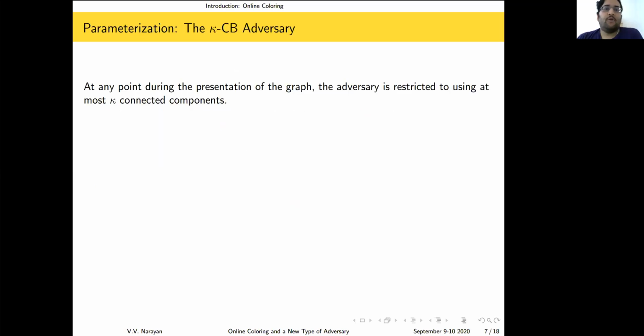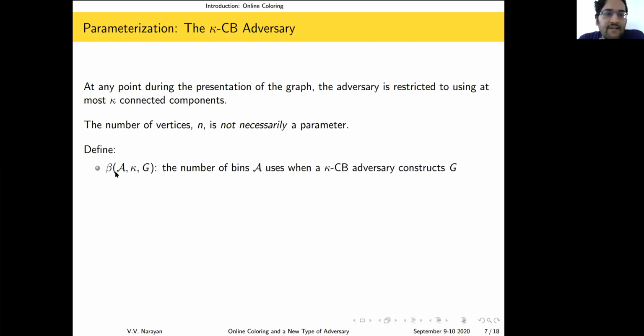So more formally, at any point during the presentation of the graph, the adversary is restricted to using at most kappa connected components. And the number of vertices n, unlike earlier, is not necessarily a parameter. We can include both n and kappa as parameters, but what we're interested in is whether the adversary can produce an arbitrarily large graph. So n is arbitrarily large, but it's restricted in the number of connected components. Then what happens? So we define beta of A kappa G as the number of bins the algorithm A uses when a kappa CB adversary constructs the graph G.